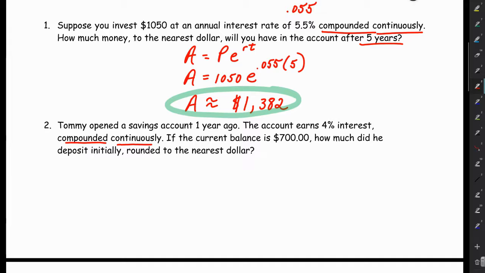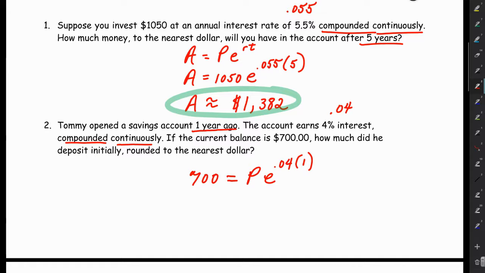All right, so this time we're looking to find the initial amount. We already know that once we've compounded the interest continuously, we're getting an output value of $700. So this time A is 700. We don't know our principal, our initial amount. We have e. We have our interest. When we write that as a decimal, we get 0.04. And this is happening over a 1-year period, so t is equal to 1.